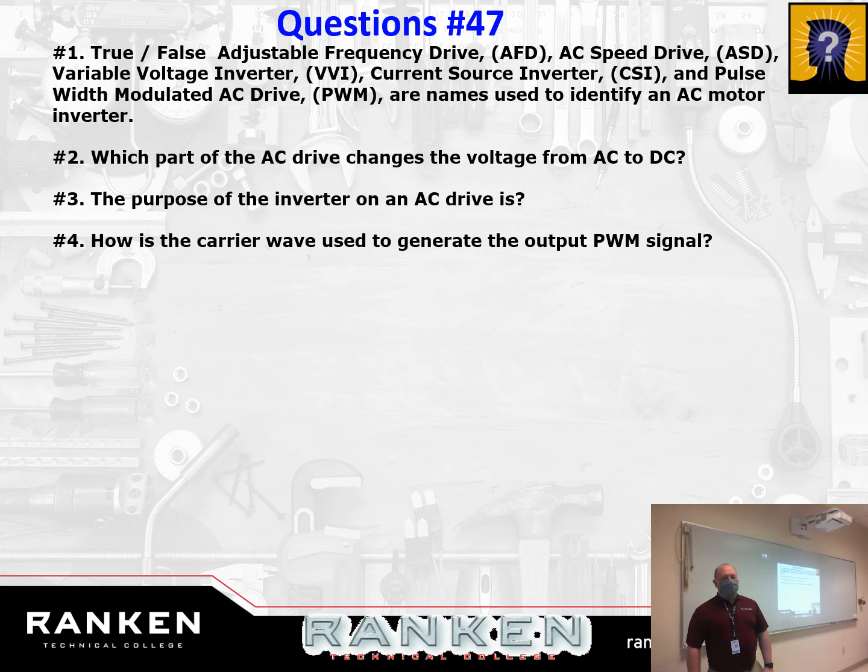How is the carrier wave used to generate the output PWM signal? The carrier wave is that sawtooth I was talking about. How do we use it? It synchronizes itself with the sine wave, and it goes through an op amp, essentially. Every time that sawtooth touches that sine wave, it gives me a pulse. So the pulse width is generated by how far apart.